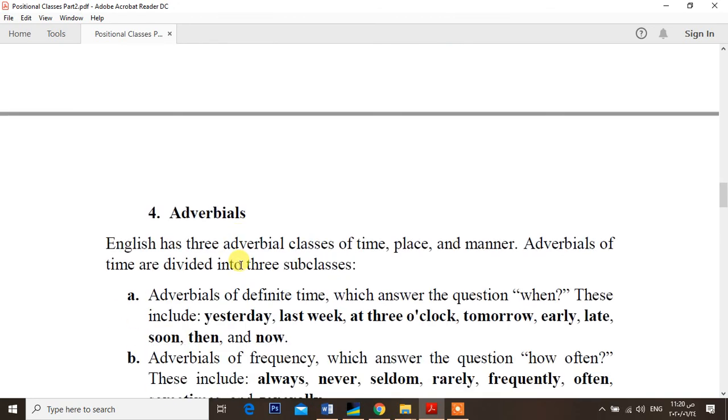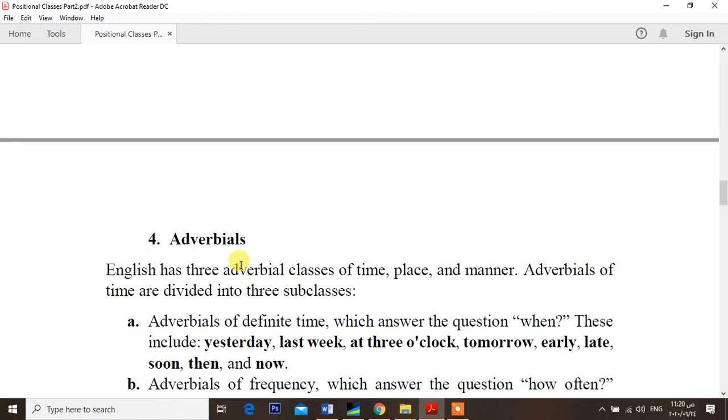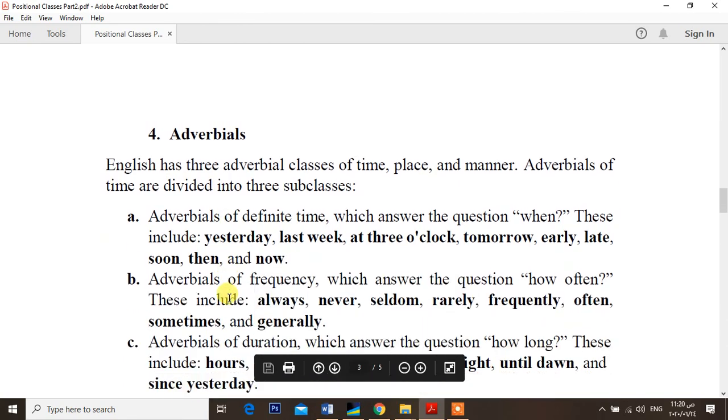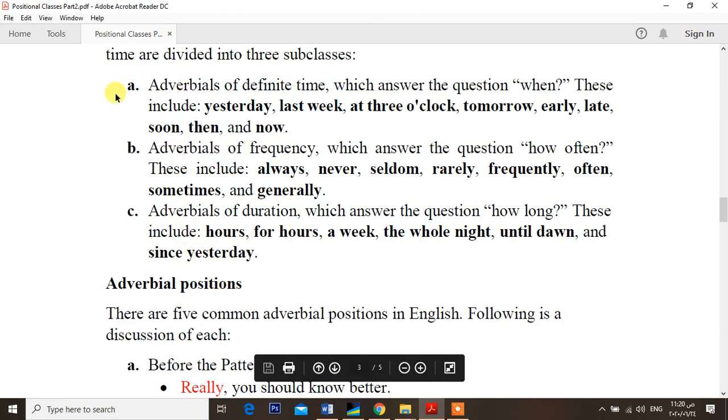Now we have finished the third one, which is adjectivals, and let's move to the last one, adverbials. English has three adverbial classes: time, place, and manner. Adverbials of time are divided into three subclasses. Adverbials of definite time, which answer the question when. These include yesterday, last week, at 3 o'clock, tomorrow, early, late, soon, then, and now.